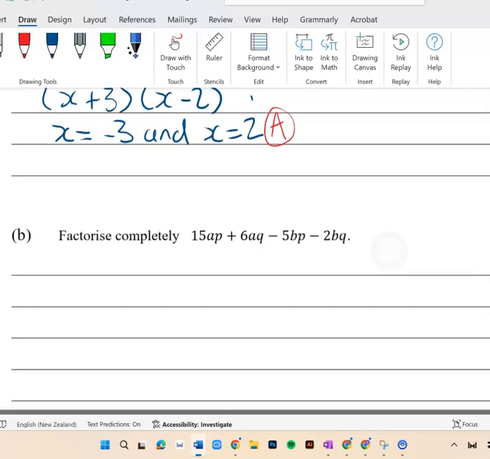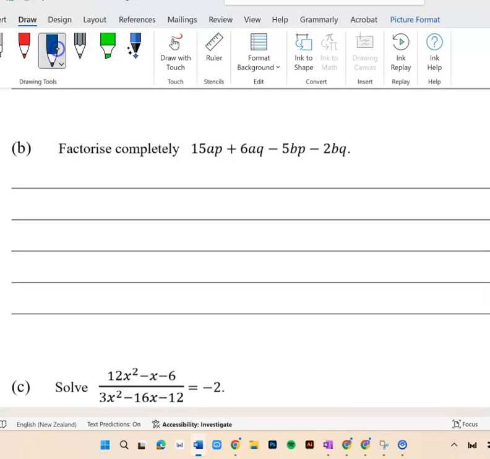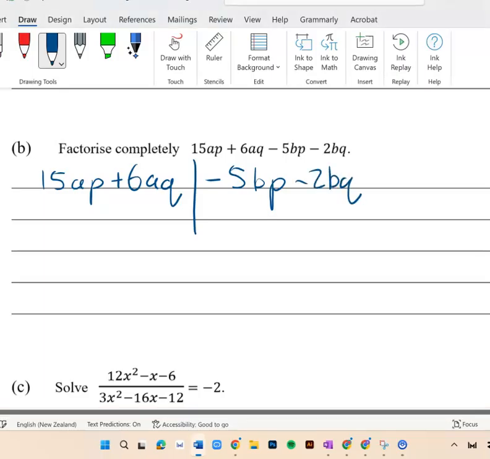Alright. Next question. Factorize completely. 15AP plus 6AQ minus 5BP minus 2BQ. Basically, we want to try and split this into two bits. We're going to not think of it as a whole. So, I'm going to split it into two parts. And then you'll see how it'll make it easier. So, and then we'll have negative 5BP minus 2BQ. So this left side here, we can take out a common factor of 3 and also a.